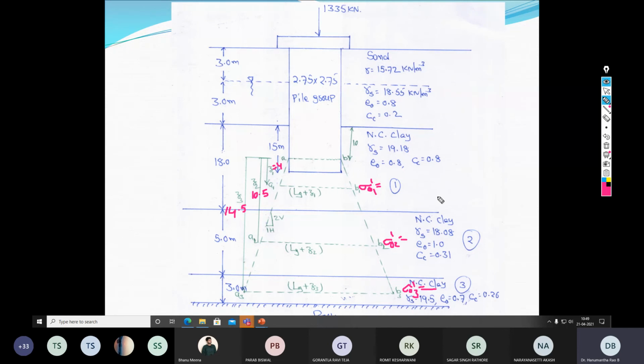Yeah, majority of the people are simply watching the movie. So nobody is participating for the tutorial of foundation engineering.